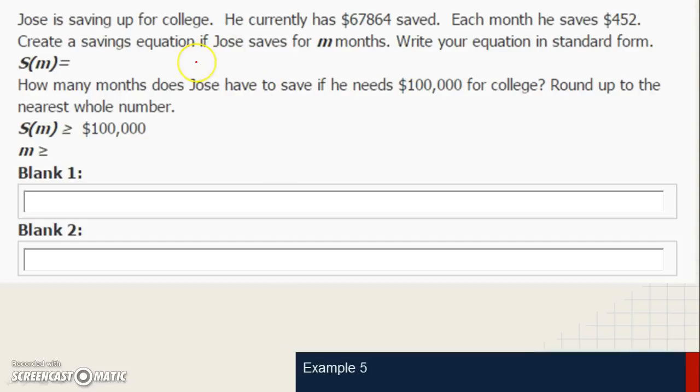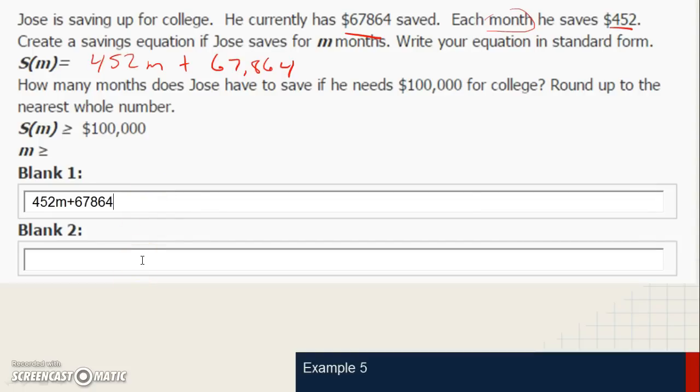So we're going to create an equation just like we normally did. And I'm going to say, okay, constant. And then this, of course, is my rate of change. So $452 per month, plus $67,864 that are already saved. And I can type that in, 452m plus 67,864. And if you want to put in the comma, that's fine. Either way, you're going to get it right in Schoology. I'm not putting in the comma just because I don't want to.